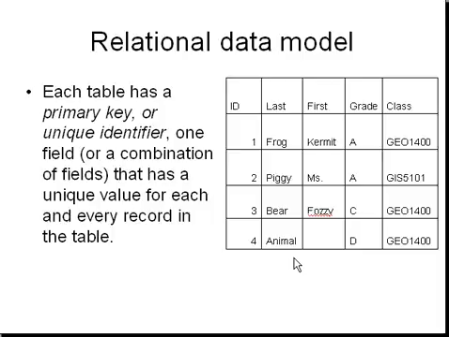Last names often repeat. My last name is Jordan, so in most databases there's lots of Jordans, so that doesn't serve well as a unique identifier. First names, of course, often repeat, so that doesn't make them unique identifiers. Here we see grades repeat and classes repeat, so those can't be unique identifiers. The creation of an ID variable, creation of a unique identifier, is really important.